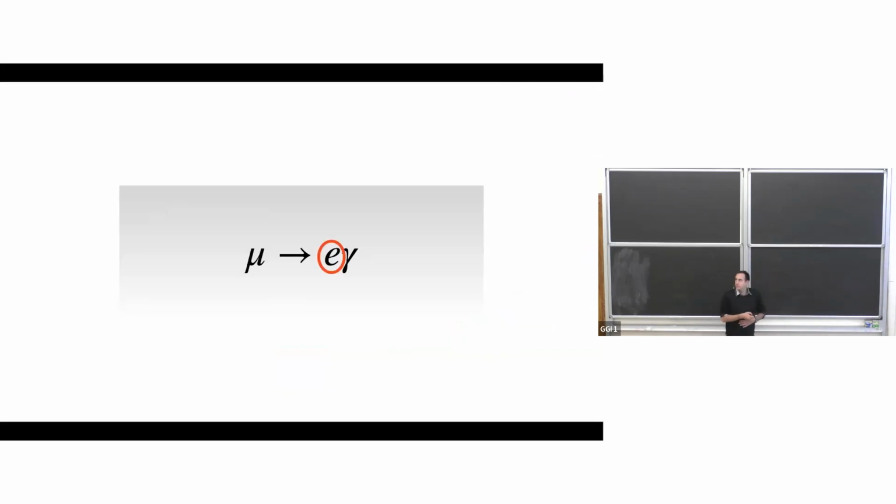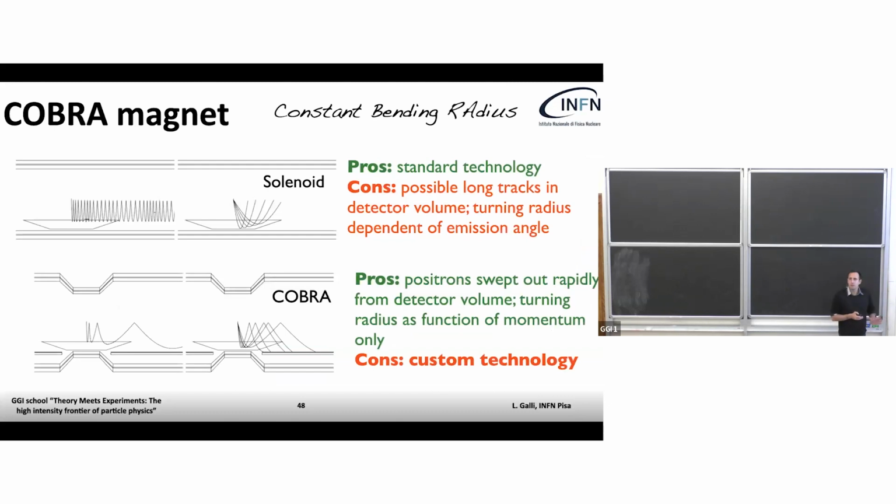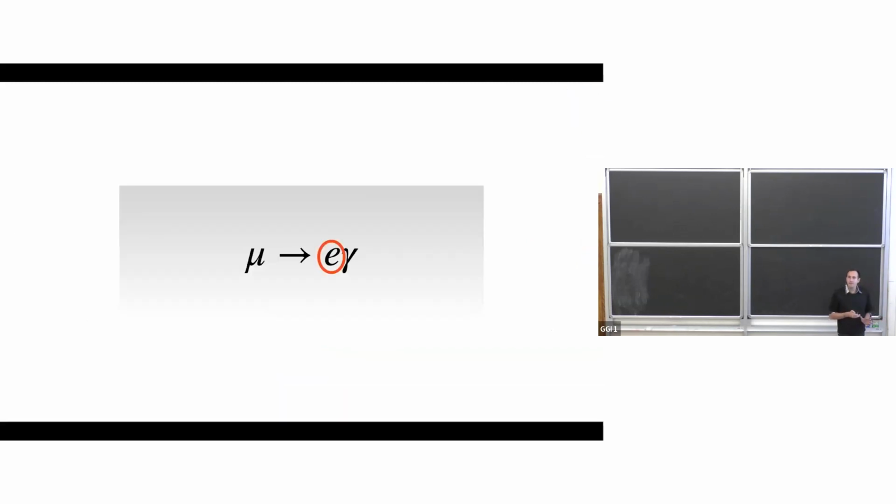Okay, let's start the measurement of the positron. Okay, how can we measure the positron? Cherenkov. With the Cherenkov, you do particle ID. It's difficult to measure the energy, right?